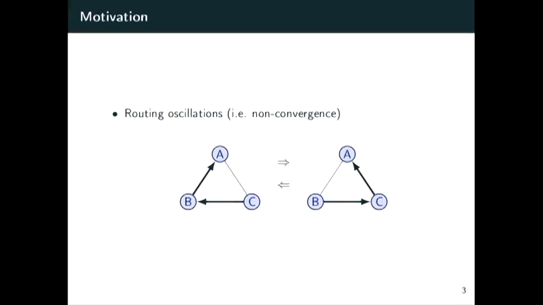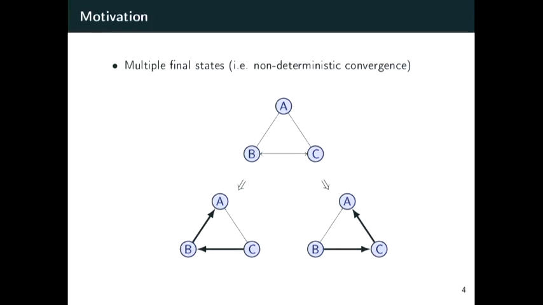it suffers from some fairly serious problems. The first of these is routing oscillations, i.e. non-convergence. So you can have two final states. For instance, here we're routing from C to B to A or from B to C to A, and the protocol will continue to switch between these two configurations indefinitely, forever. This is obviously going to have serious effects on traffic flows and is going to result in poor end-user experience.